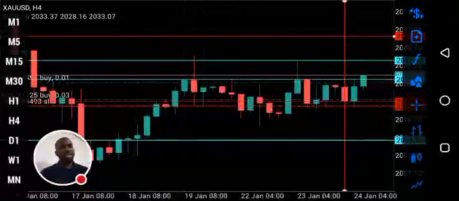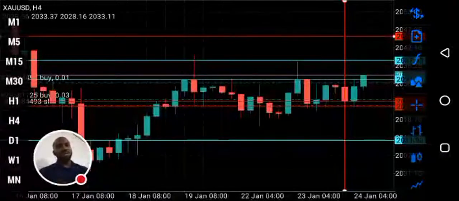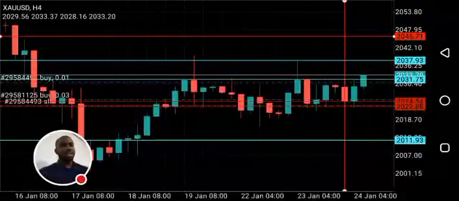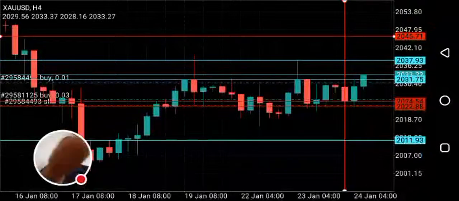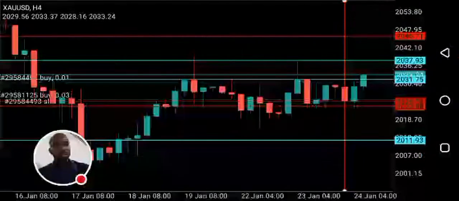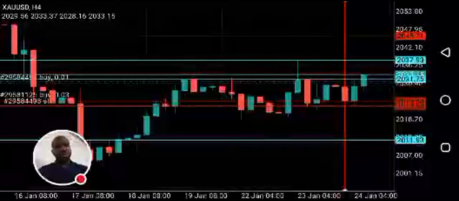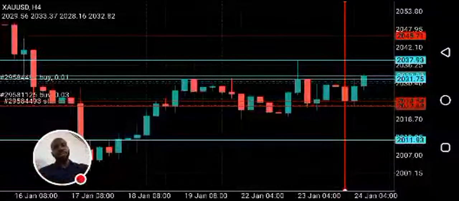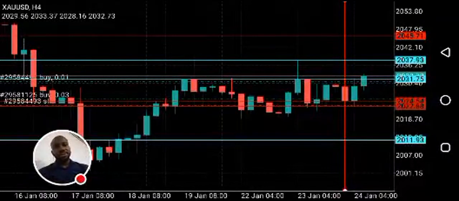My target on this move is $80 to $100 on gold. I'm risking, I think, $30 to $40 on this trade. My target is $100. That's my target on gold. As the market keeps moving in my direction, I'm reducing my risk and adding more trades.